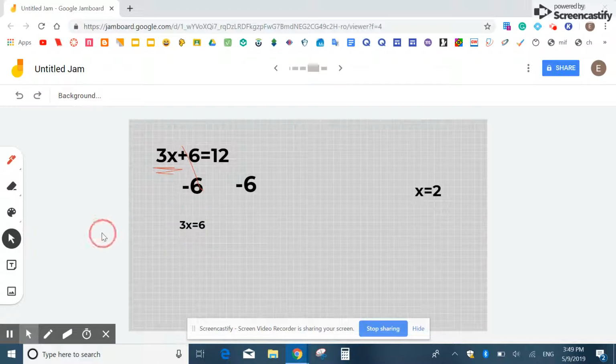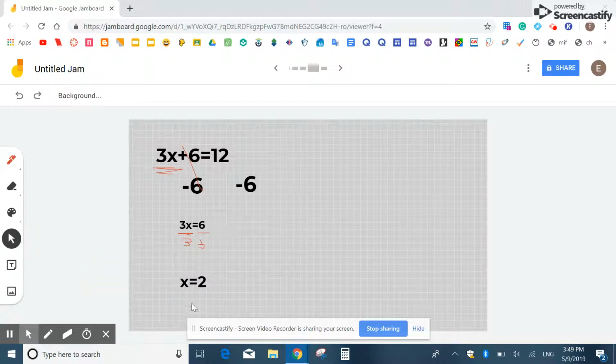And now that we have 3x equals 6, the x is still not by itself, so we need to get rid of this 3. We need to even out the 3. And the way to do that, of course, is to divide by 3 on both sides. And when we divide 3x by 3, you get x. And when you divide 6 by 3, of course, you get 2. So overall, we know that the answer is x equals 2.